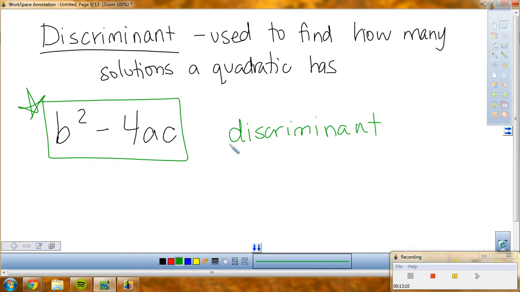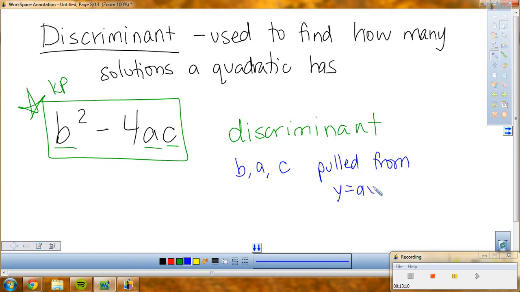There we go. Alright, so this is a key point. You need to know this formula. The b, the a, and the c are all pulled from our standard form, from our ax squared plus bx plus c. So we're going to be using the number in front of the x squared, the number in front of the x, and then that number that's just all by itself.